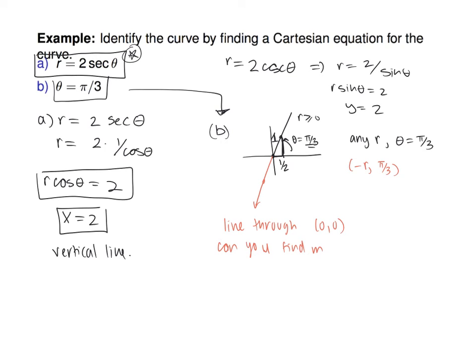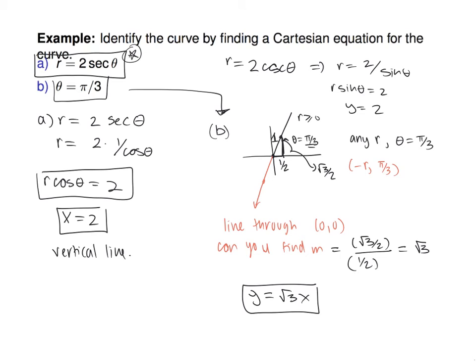You go over a half, from the cosine of pi thirds, and up root 3 over 2, from the sine of pi thirds. So your slope would be rise over run, which is root 3 over 2 over 1/2, or just root 3. So the equation of that is y equals root 3 x, because y minus 0 and x minus 0 are just y and x respectively.